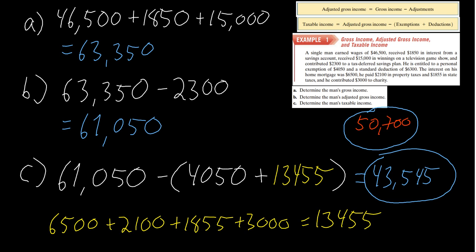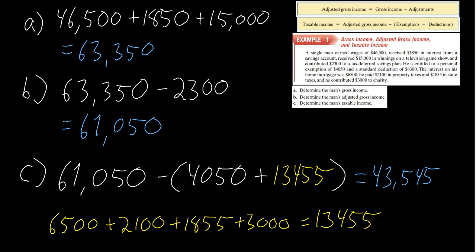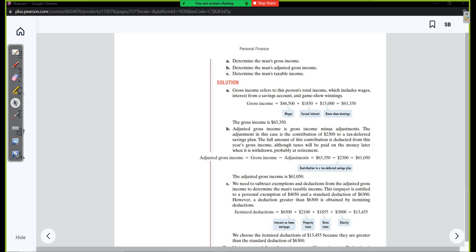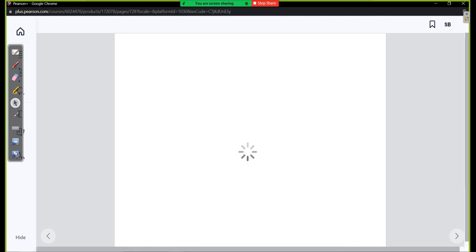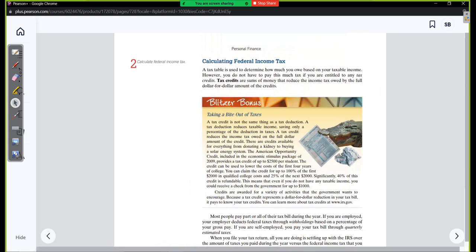And while I did earn all that money and have all that stuff, I am entitled to choosing either standard deduction or itemized deduction. And you want to choose whichever one is greater because you want that number to be subtracted from your adjusted gross income. So my taxable income is going to be 43,545. And hopefully, I feel like I did all right there. I felt comfortable with that. Okay, next up, federal income tax.